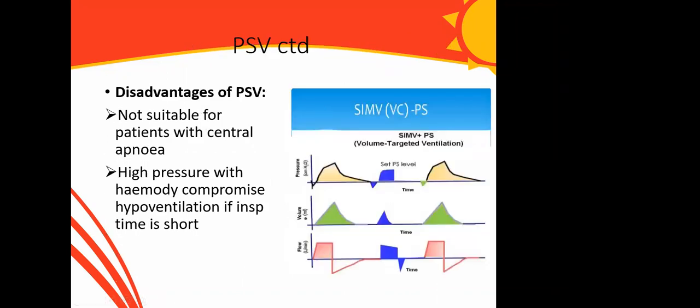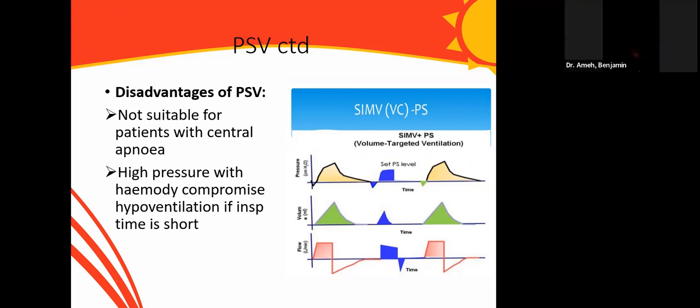Disadvantages of PSV, pressure support ventilation, include that it's not suitable for patients with central apnea, because it's not going to initiate the breath for the ventilator. It's not giving any mandatory breath. It's only assisting patient inspiratory pressure at all times. And because it's supporting the pressure, you can have high airway pressure with compromise.